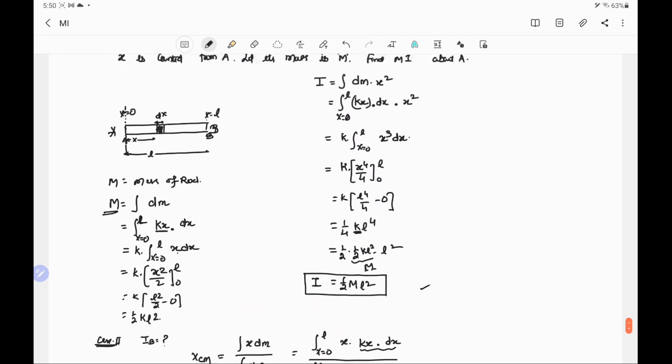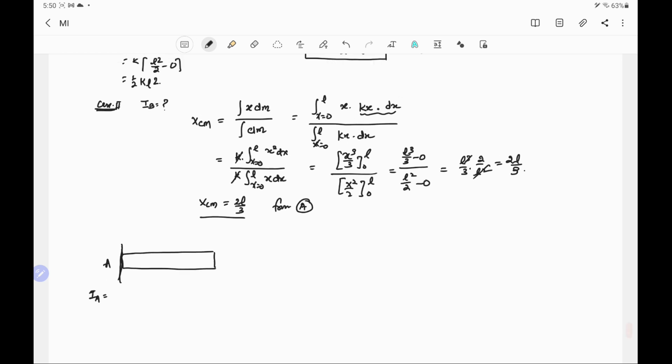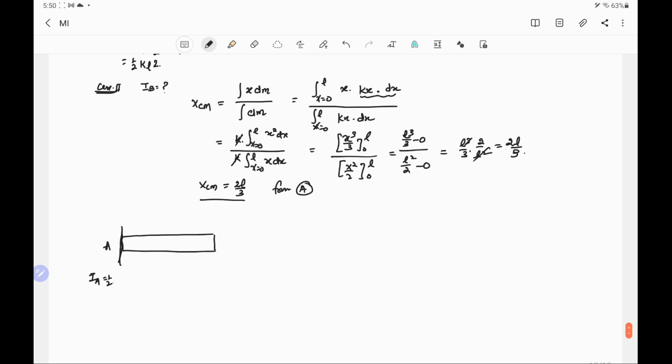So first we have to find the moment of inertia about the center of mass. That means our case is this: this is the rod, this is A, this is the axis through A about which we have found the moment of inertia equal to half ML square. And this is the center of mass, so this distance is 2L by 3. So we have to find the moment of inertia about the center of mass first. For that, IA equal to I center of mass plus M into D square. This is the formula.